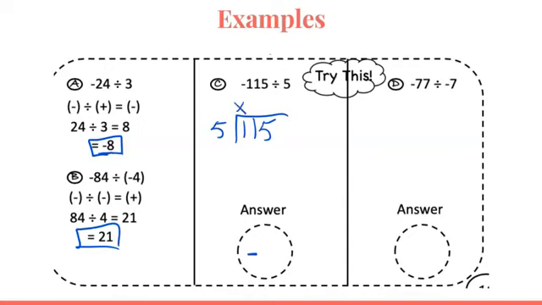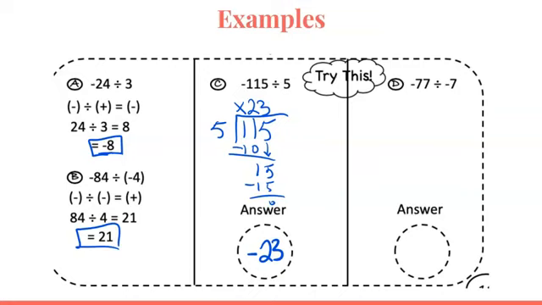5 does not go into 1. It goes into 11 twice. And then it goes into 15 3 times. And I have no remainder. Therefore, 115 divided by 5 is 23. My signs tell me it's negative, so my answer is negative 23.